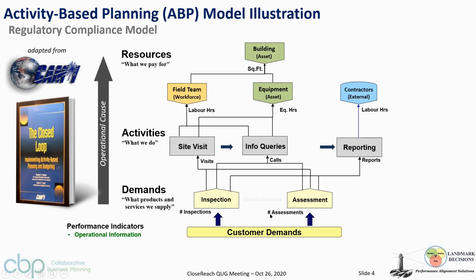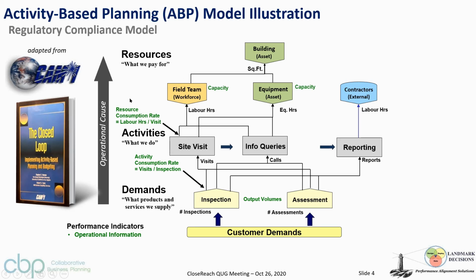Operational information would be your volumes. If we know our volumes of inspections and assessments, and then if we know things like our consumption rate, so on average, how many site visits are done per inspection? Let's say on average you have to go out and do it twice. So if we had 10 inspections, we'd have to do 20 site visits to support the inspection demand. And if we knew on average how much time a site visit takes, let's say that's 40 hours, then 40 times 20 is 80 hours. So we would need 80 hours of field team to do just this part of the business process.